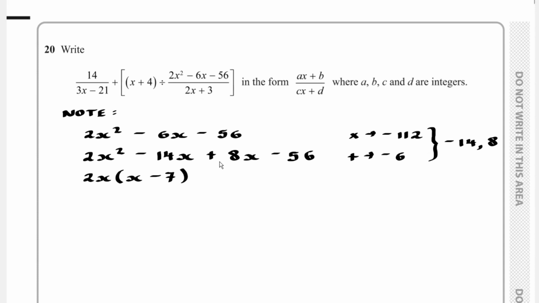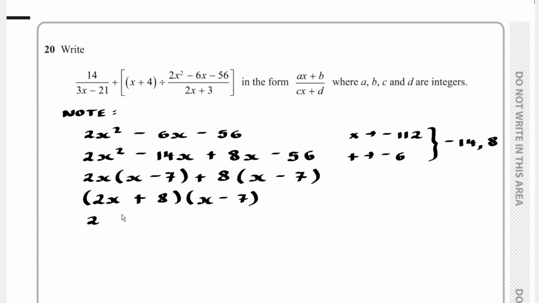And if I take a look at the 8x subtract 56, factorizing out an 8, we have 8 lots of x subtract 7. And if I group the terms together, I've got 2x plus 8 multiplied by x subtract 7. And if I take a look at this 2x plus 8, I can factorize out a 2 from it. So I've got 2 lots of x plus 4 lots of x subtract 7, which is equivalent to 2x squared subtract 6x subtract 56.